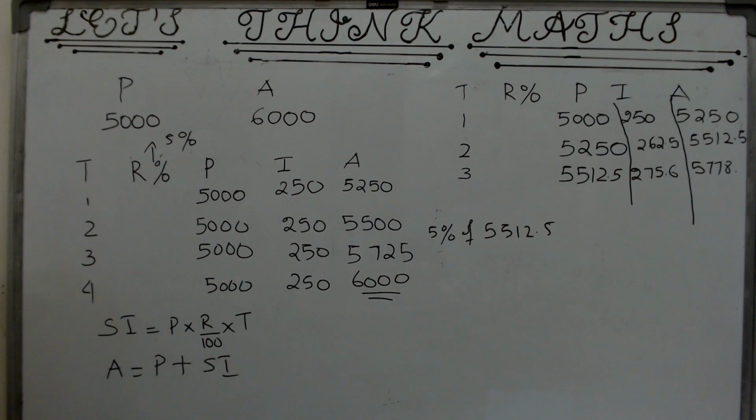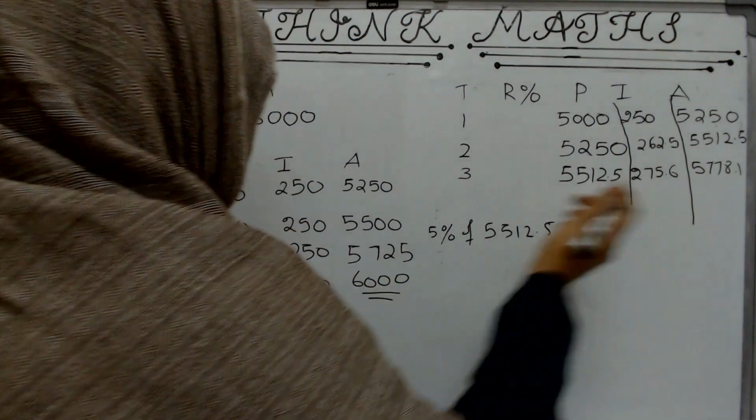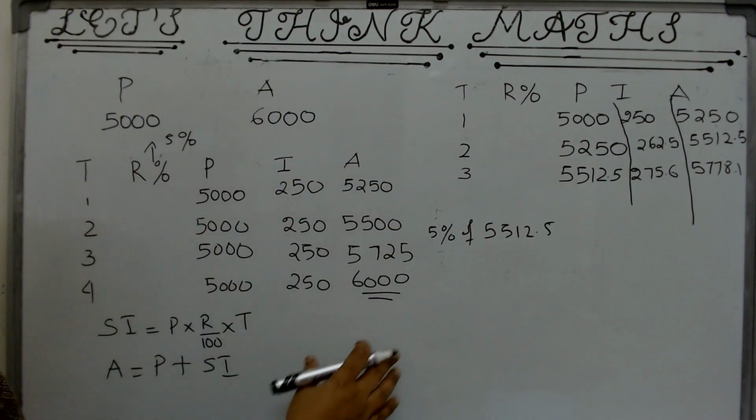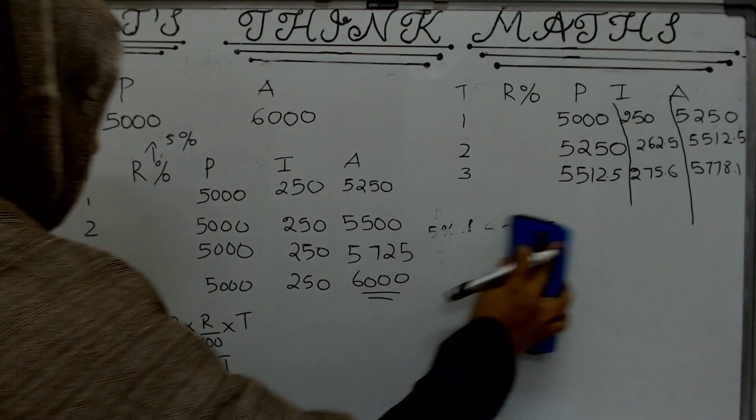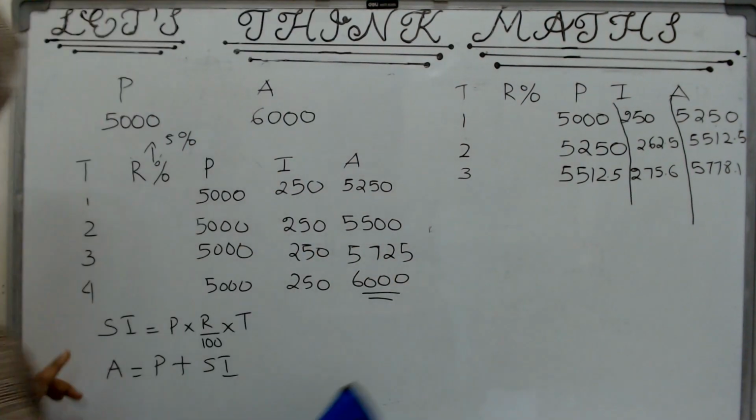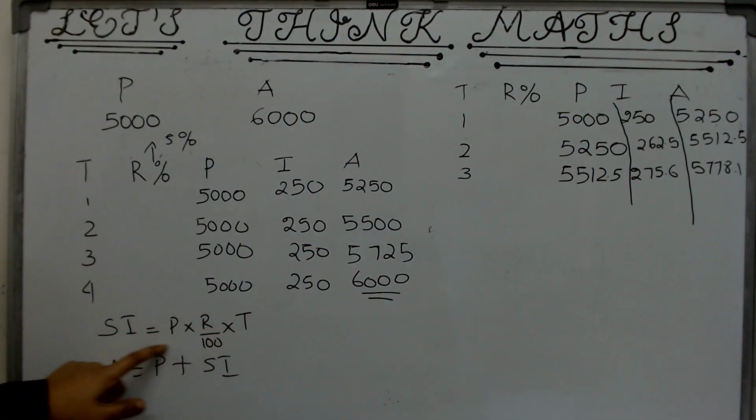So then it goes on increasing. Every year it keeps on increasing. So simple interest, it increases in a very simple manner. And compound interest, it increases in a very exponential way. It just keeps on increasing. So using this, we found the formula for compound interest.